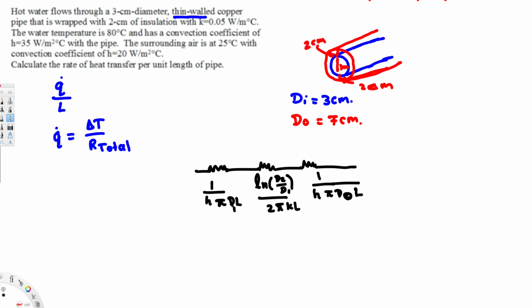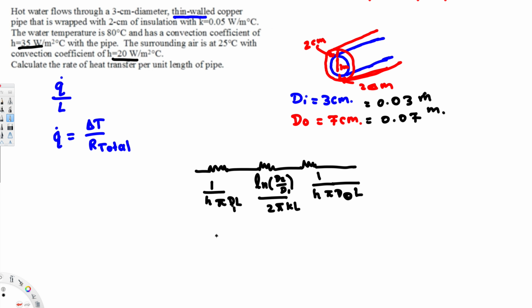Now the heat transfer coefficient is going to be different for inside and outside. Here they have given for inside 35 and outside 20. So these are the values we are going to plug. Now let's substitute all the values, but when we plug in the diameter we have to use meters, because that's the SI unit, right? If we convert to meters, this is going to become 0.03 and this is going to become 0.07 meter.